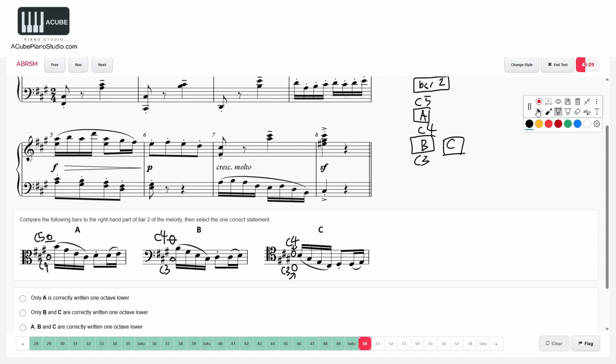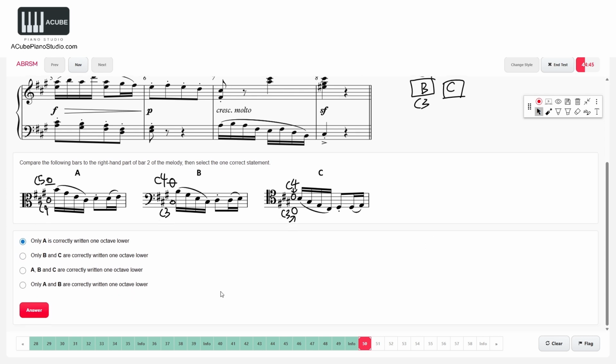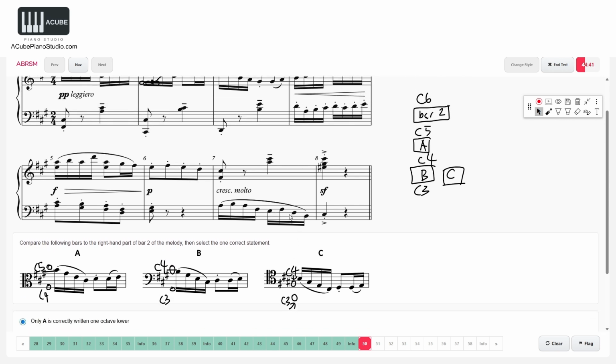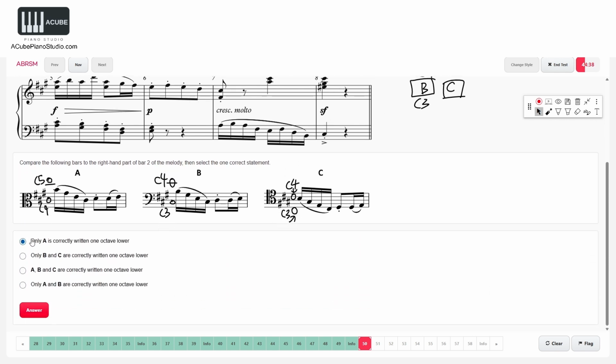So let's read it. Option A is correctly written 1 octave lower. So if you look at this, yes, correct. Only B and C are correctly written 1 octave lower. No, B and C are written 2 octaves lower. A, B, and C are correctly written 1 octave lower. No, only A is written 1 octave lower. So therefore, this is the answer. A and B are correctly written an octave lower. This is also wrong. Okay, so this is the answer.